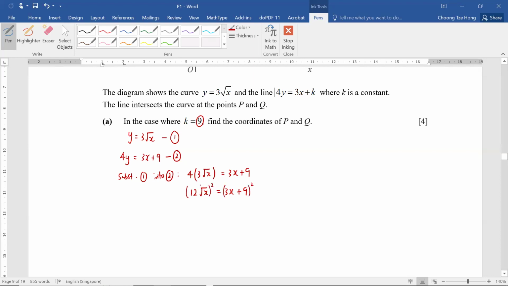If you square the left side, it would just be 12 squared, which is 144. Then square root x squared gives you x. Of course, the right side you will just go ahead and expand. You can actually use this method to solve the question, but today I want to discuss another method which is slightly easier for you to solve.